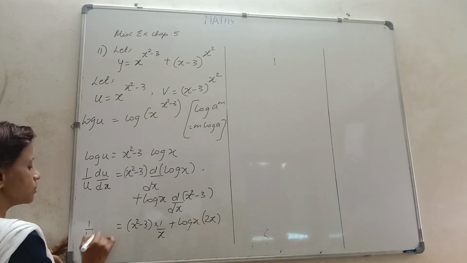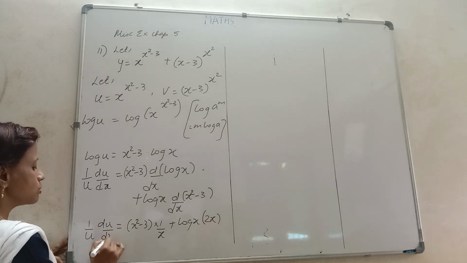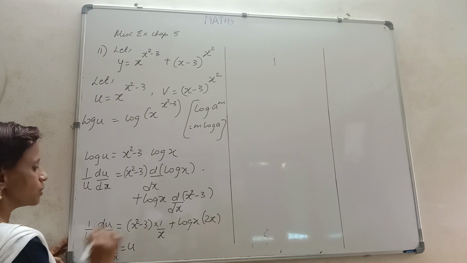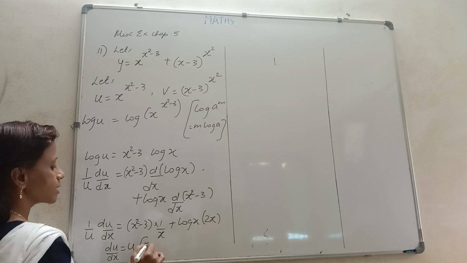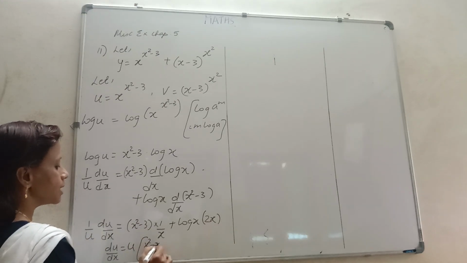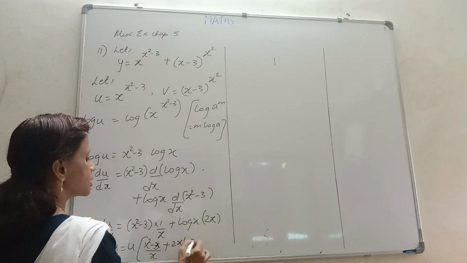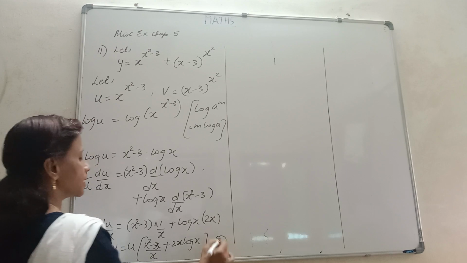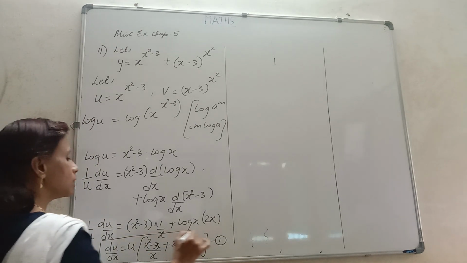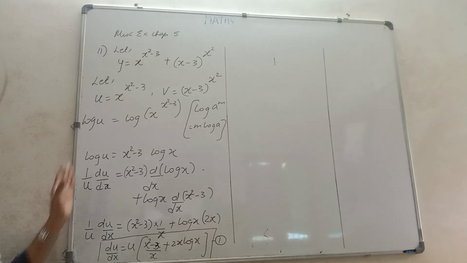This is 1 by u du by dx. So what is du by dx for us? Du by dx is u times, the u has to go there, and you'll get x squared minus 3 by x plus 2x log x. This is our du by dx. Let it be there. We'll use it when we require. And then we can move to the v part.